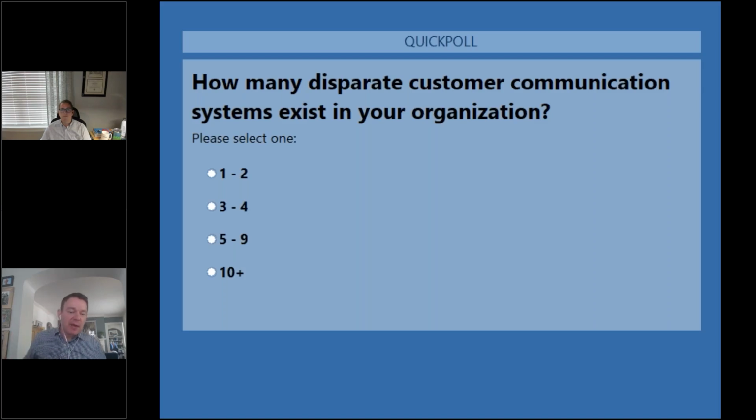Okay, so based on what you know, for the audience members, how many different customer communication systems do you currently have active within your organization? This could be a CCM solution, could be some proprietary solutions that you have, it could be a communication module that are a part of a customer-facing technology like your core system or your CRM systems. Anything that's creating communications that ends up into the hands of your customers.